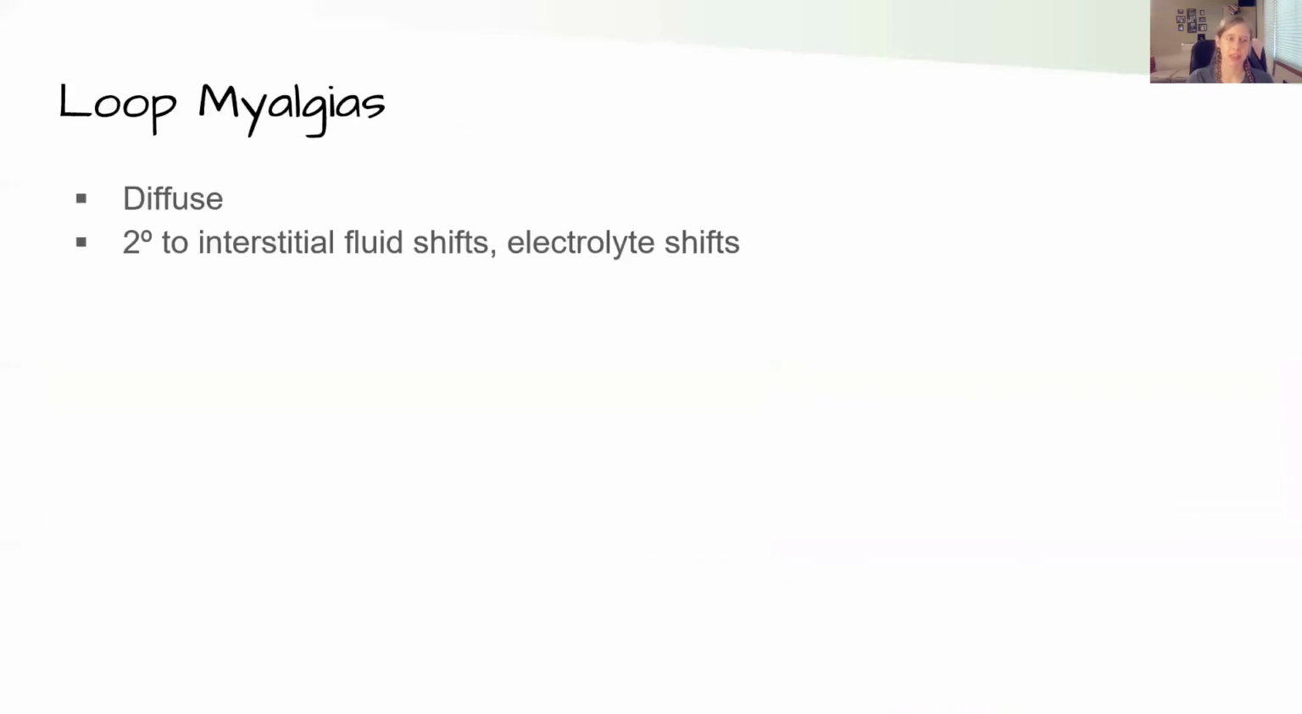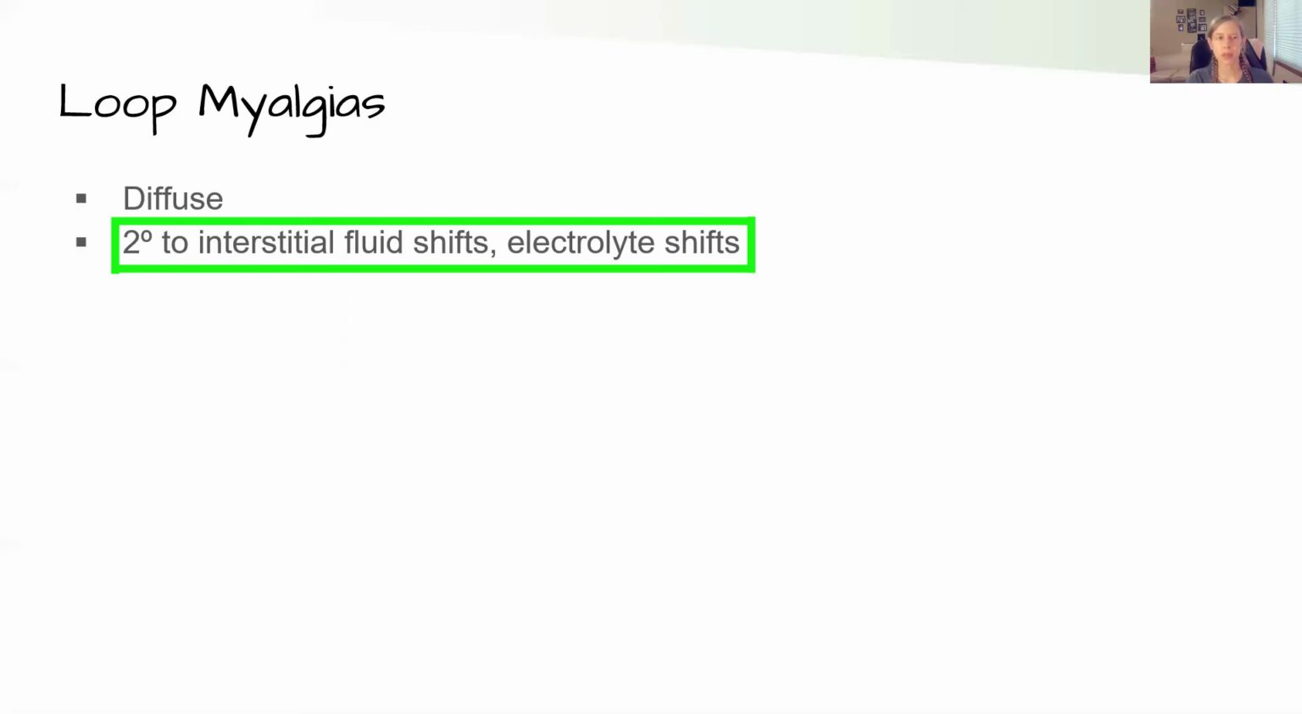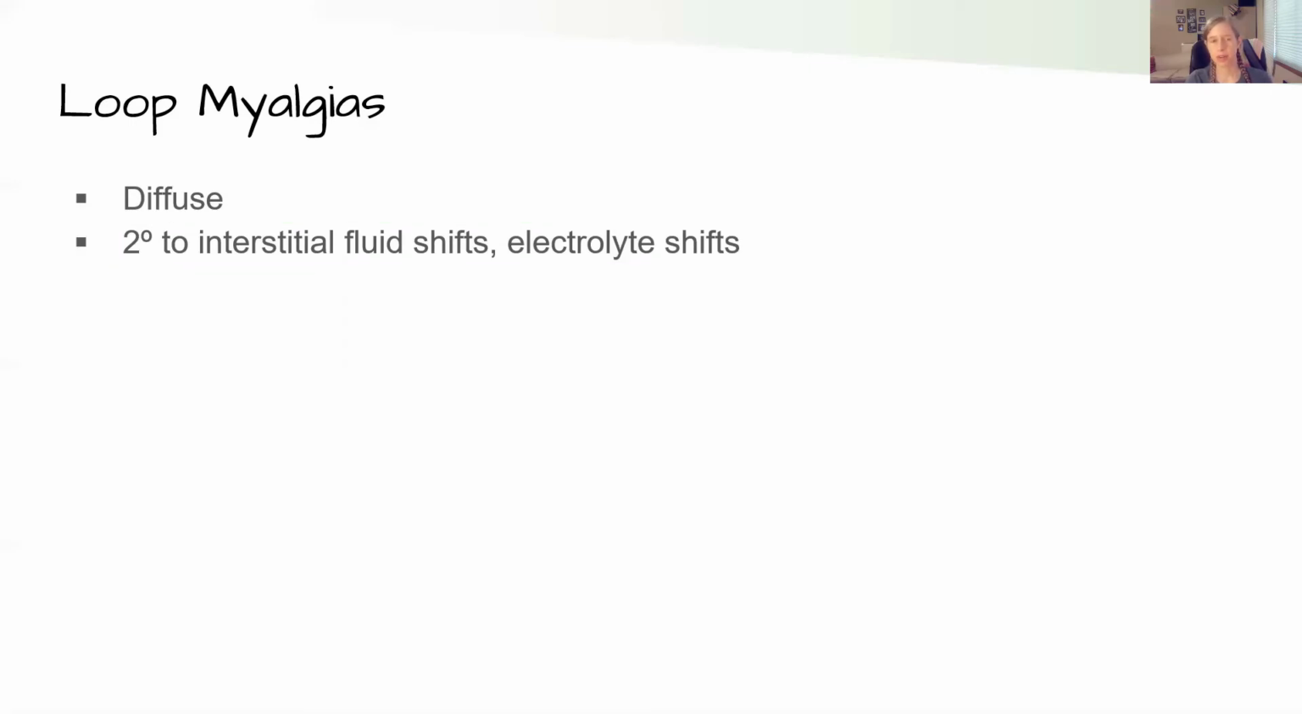Finally, I want to mention something that I like to call loop myalgias. This tends to happen in patients getting aggressive diuresis. It tends to be a fairly diffuse kind of muscle ache, not so much a pain, but just kind of an ache. We think that this is secondary to interstitial fluid shifts that happen as we're slowly getting the fluids out of their interstitial space. It's also likely got a component of electrolyte shifts creating this pathophys.